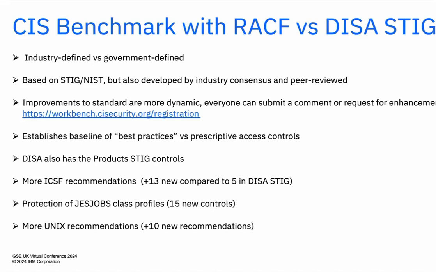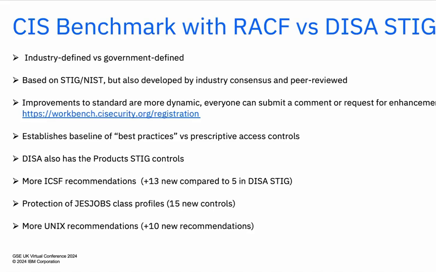You just need to register to the CIS security workbench. And there you can submit a ticket. The response is normally very fast, and people can leave comments there. So this is more like best practices versus the way DISA publishes it. DISA, though, they do have the product STIG controls for the different products, and CIS benchmark, it is specifically for RACF, and it is specifically for ZOS.